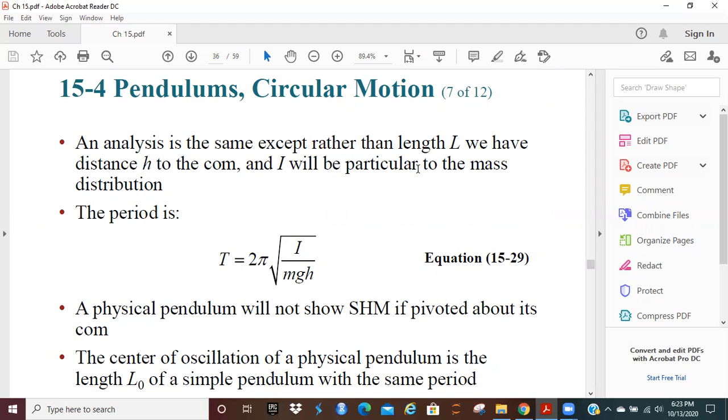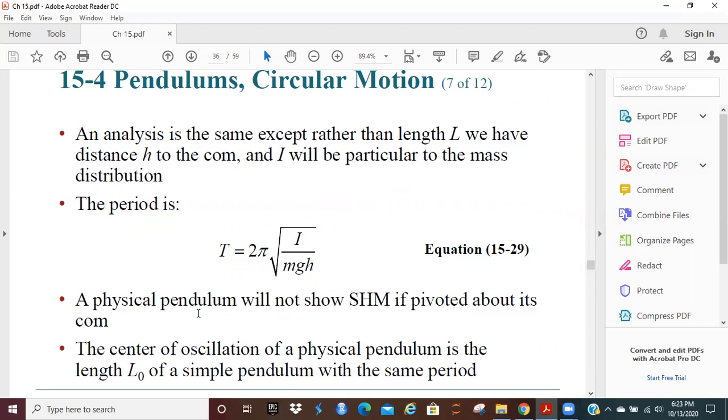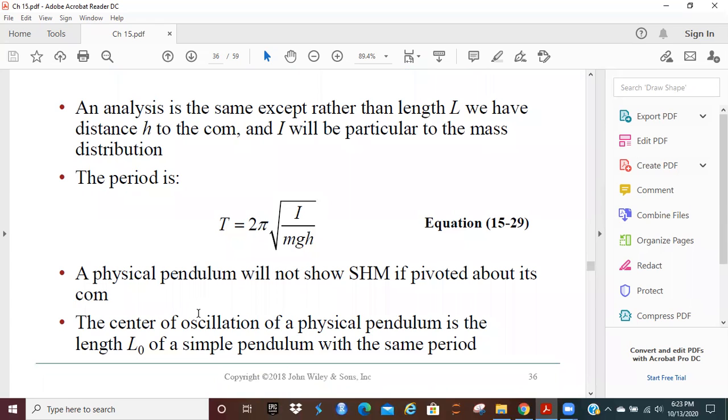And so the moment of inertia will be particular to the mass distribution. So the period becomes this, and a physical pendulum will not show simple harmonic motion if pivoted about its center of mass. The center of oscillation of a physical pendulum is the length L naught of a simple pendulum with the same period.